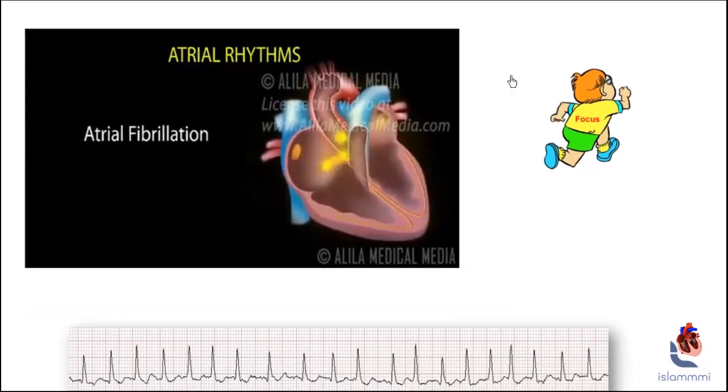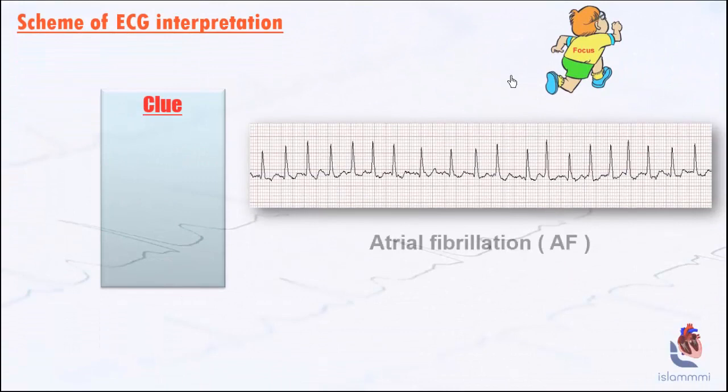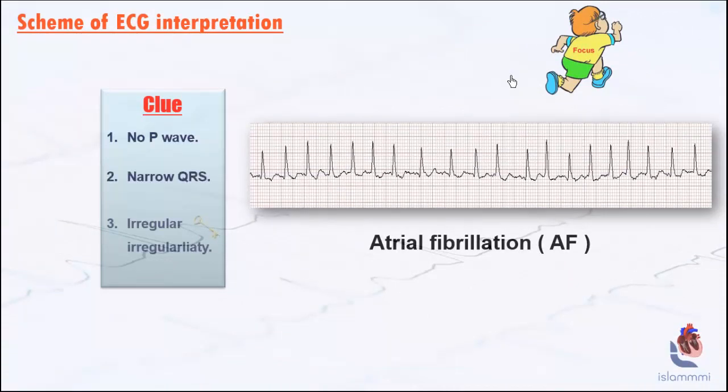What atrial fibrillation is: no P wave, of course, and the heart rate is irregular. And in most cases, we have tachycardia. So the clue first, no P wave, we have a narrow QRS like the tachycardia, and we have irregularity. So if you measure the distance between the R waves, they are not the same. So once you see an irregular ECG and no P wave, in most cases, this is AF or atrial fibrillation.